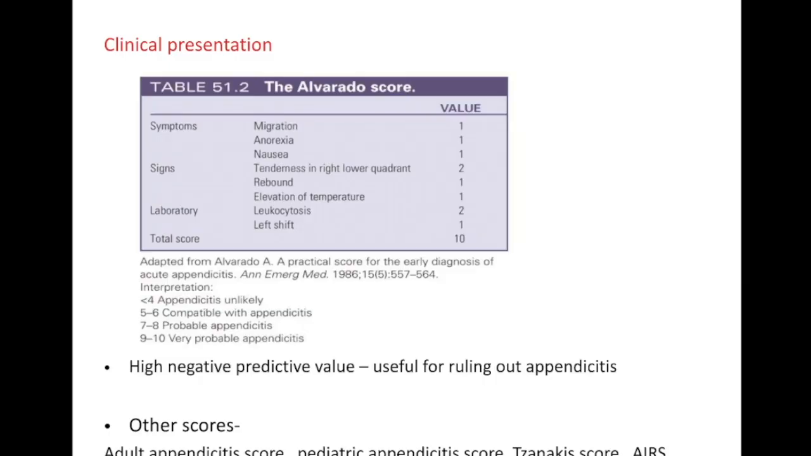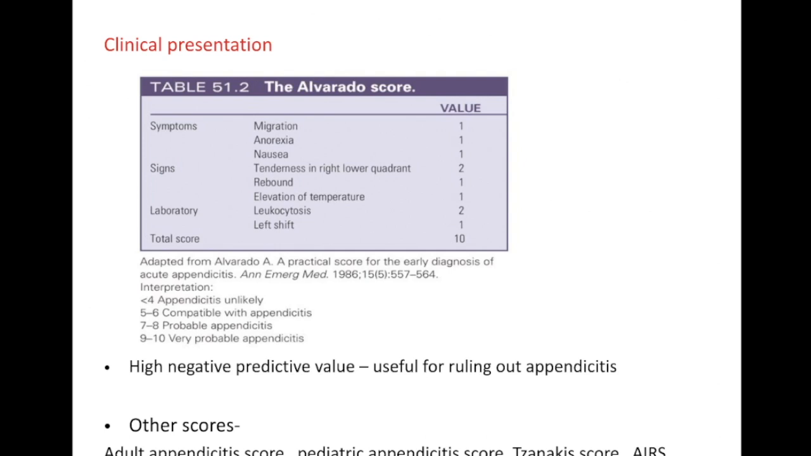Now, at the clinical presentation, the patient should first be evaluated whenever they present with a suspicion of appendicitis using the modified Alvarado score, because it has a high negative predictive value and it is very useful to rule out appendicitis. So it's divided into the symptoms, the signs, and the laboratory. The symptoms contain migration, anorexia, nausea. The signs include tenderness in the right lower quadrant, rebound tenderness, and elevation of temperature.